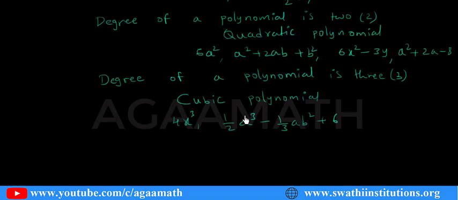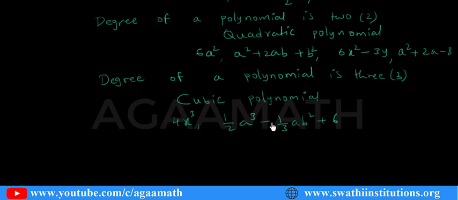So all these are said to be what? If you look at this, the degree is 3, and this polynomial also has degree 3. So whenever the degree of a polynomial is 3, it is said to be a cubic polynomial. And if the degree of a polynomial is 4, it is a biquadratic polynomial.